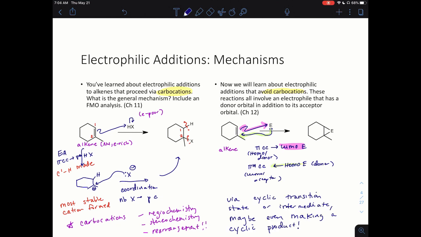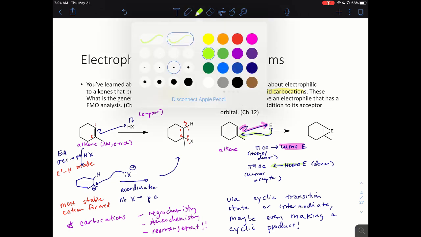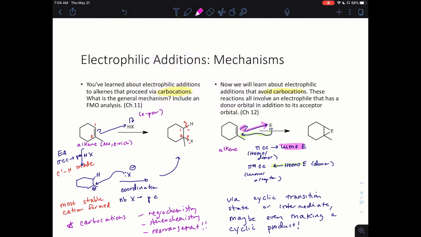The reactions today and, in part two, they'll all be a little bit different, but what they'll have in common is that they'll go by a cyclic transition state or intermediate, or maybe even make a cyclic product. And then also, we'll see electrophiles that have donors and acceptors. What those donors and acceptors are will vary, but they will have both. So you'll see two bonds made at the same time to each carbon of the alkene.